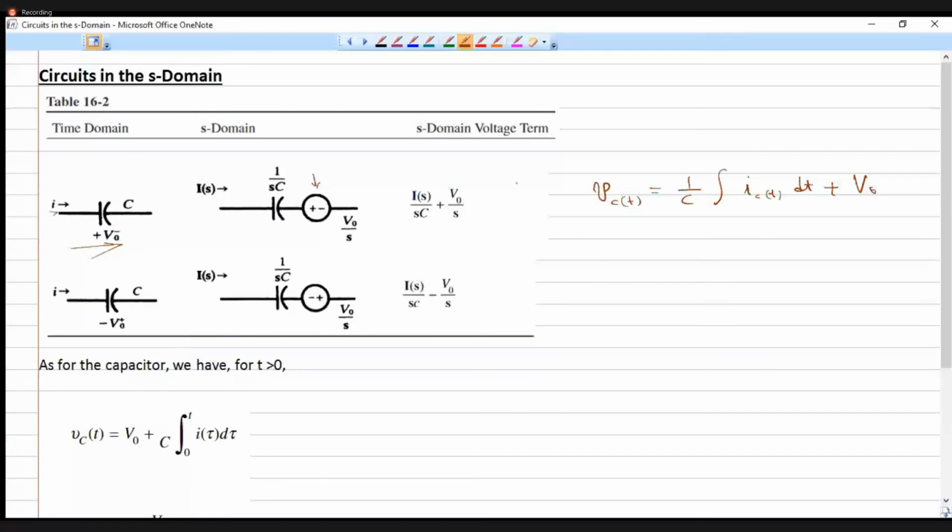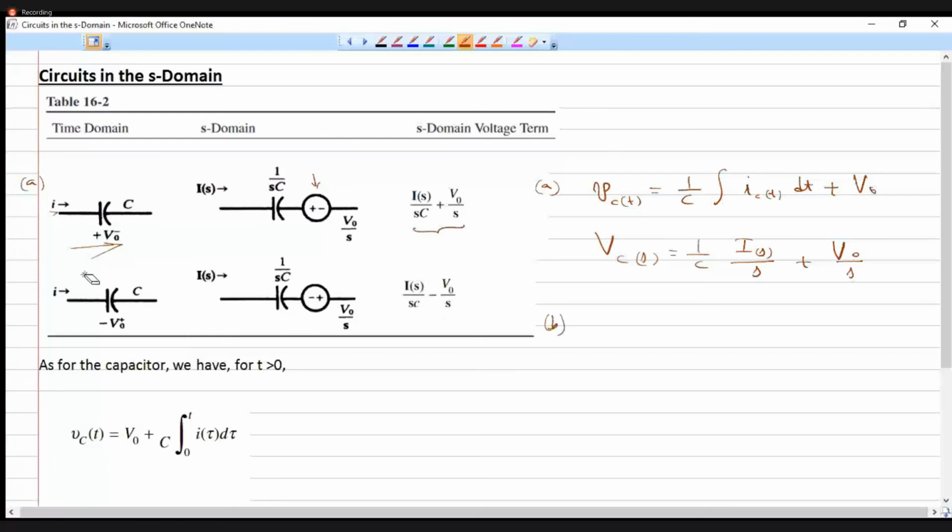Now, how can we express this? This is case number A. How can we express this voltage in the Laplacian domain? So that is Vc of S, which is equal to 1 by C, and the Laplace transform of integral is I of S divided by S. Okay, and for V naught, it will be V naught by S. So that will take us to the result that is written here. So we have the voltage across the capacitor in the S domain equal to I of S divided by S into C plus V naught divided by S.